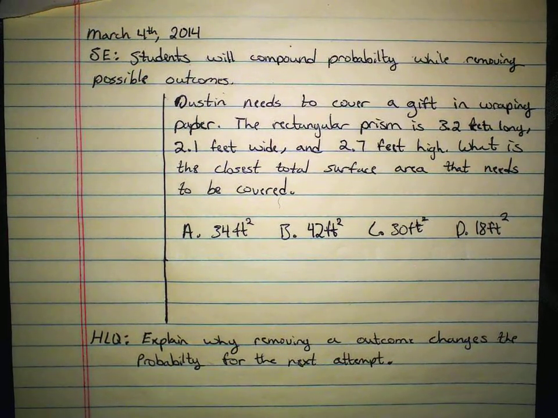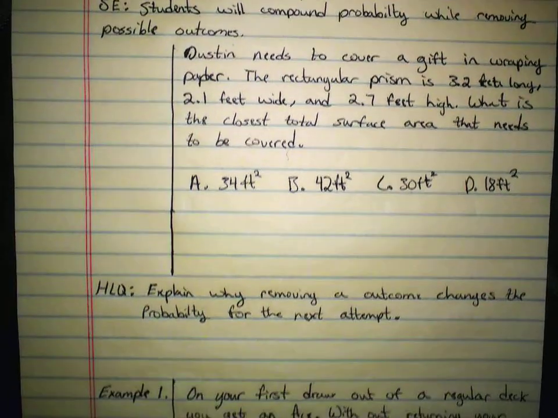Your do now is about Dustin. Dustin needs to cover a gift in wrapping paper. The rectangular prism is 3.2 feet long, 2.1 feet wide, and 2.7 feet high. What is the closest total surface area that needs to be covered? Okay, look at your formulas for total surface area for a rectangular prism. Plug in, solve, and tell me which one of these answer choices is correct.